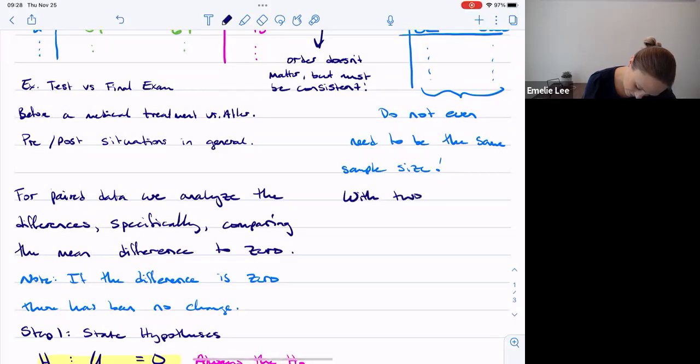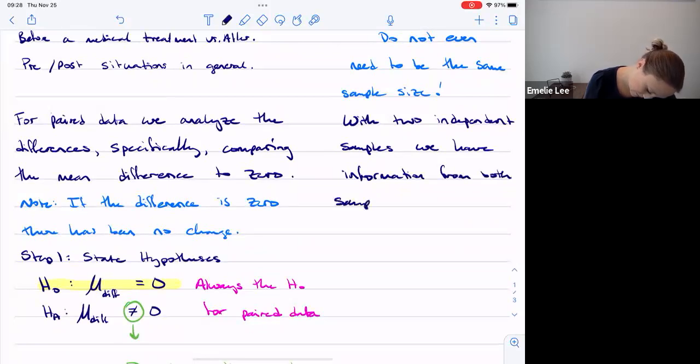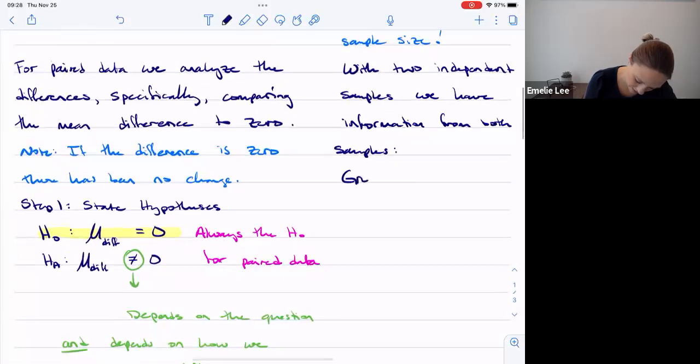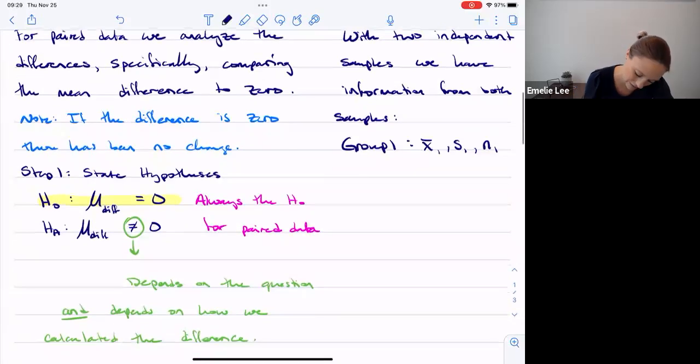With two independent samples, we have information from both samples. So group one is going to have some X1 bar, S1, N1, right? And group two is also going to have some mean, some standard deviation, and some sample size, and they don't even have to be the same. So group two is going to have some X2 bar, S2, N2.